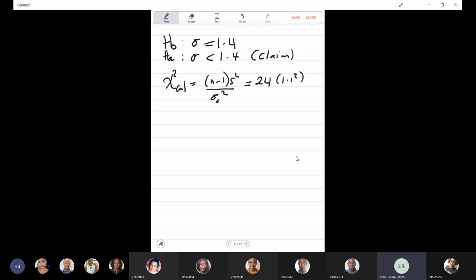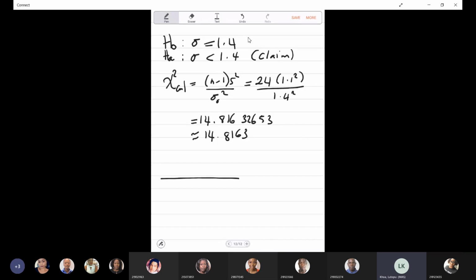1.1 squared. And then we divide by the hypothesized value. This value is whatever you have in your null hypothesis. So this is 1.4 squared. And that you just work out on your calculator. I got 14.81632653. Then to 4 decimal places, this is approximately 14.8163.